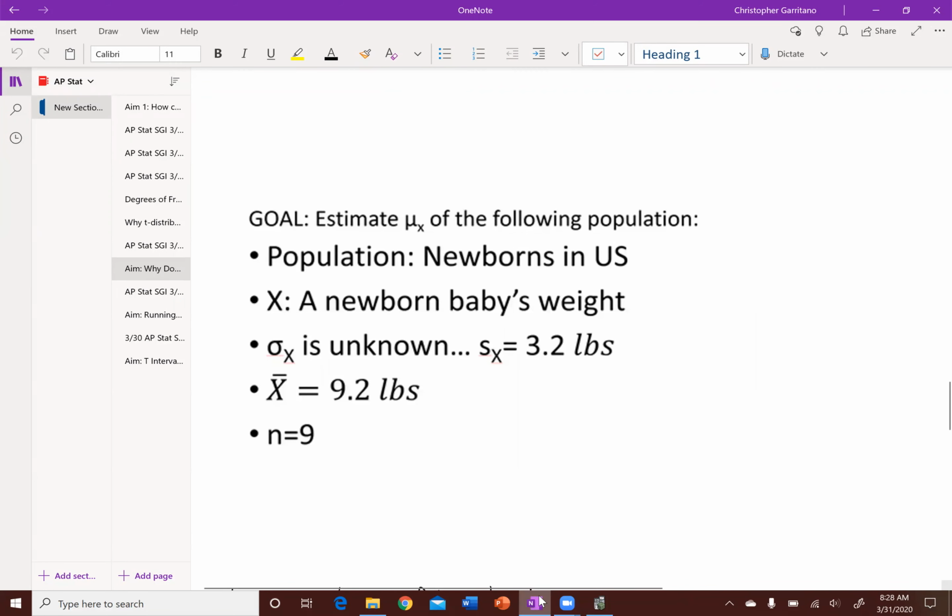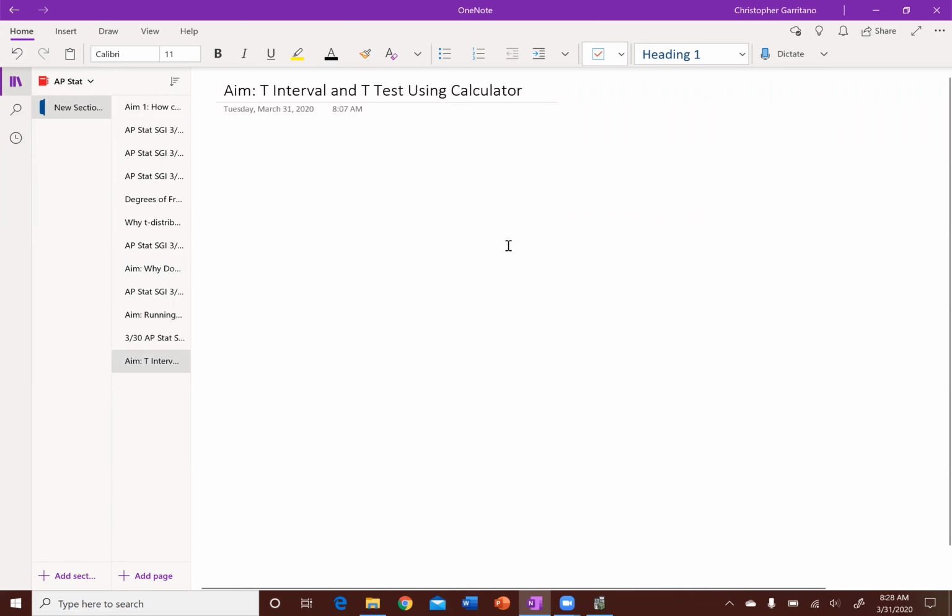Today we are going to discuss how to run the most recent hypothesis test and confidence interval using a calculator. Last week we discussed the T interval. So far this week we've discussed the T test.